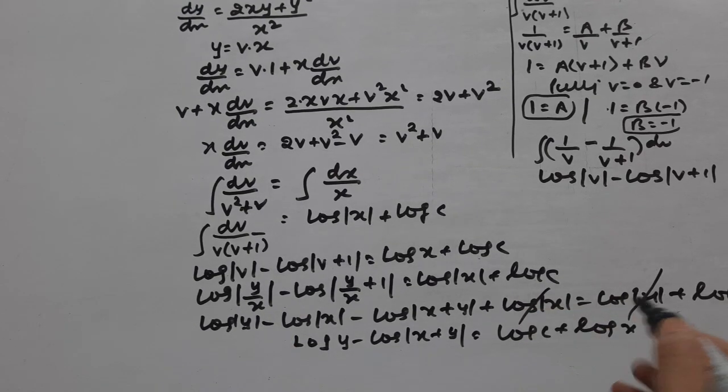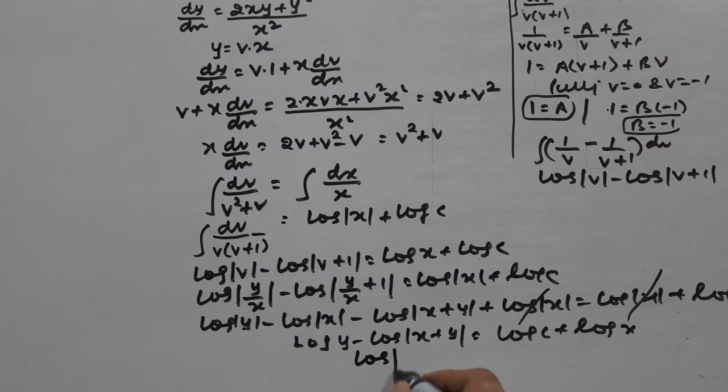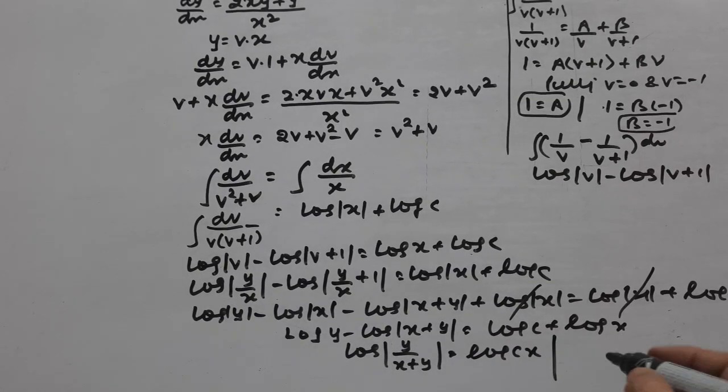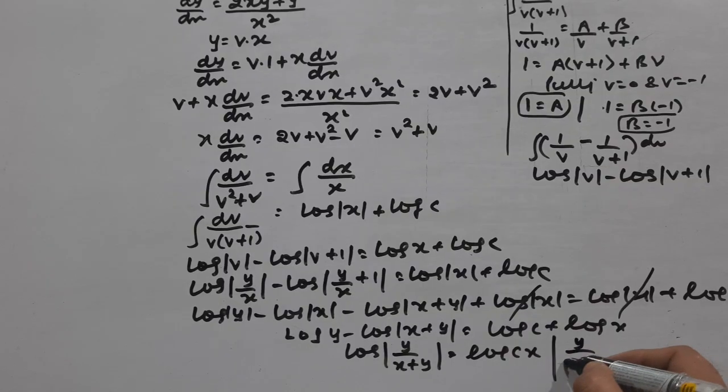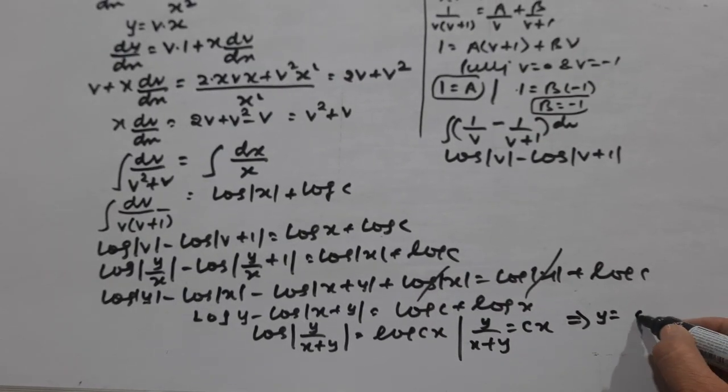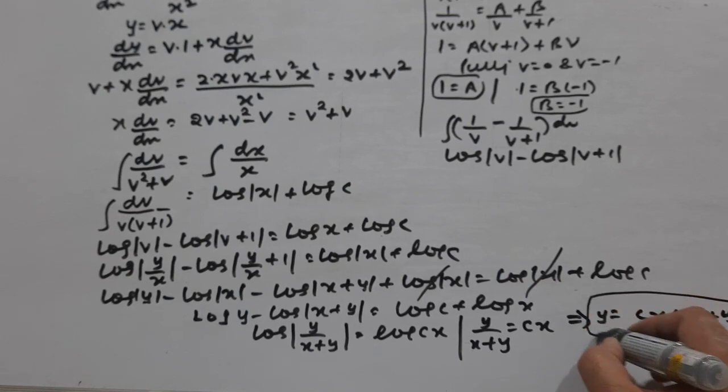We took this log x to the other side. Now log m minus log n is log of m upon n, so log of y upon x plus y equals log of cx. Now cancelling log with log, we get y upon x plus y equal to cx, and it implies the final answer will be y equal to cx into x plus y. So this is the answer.